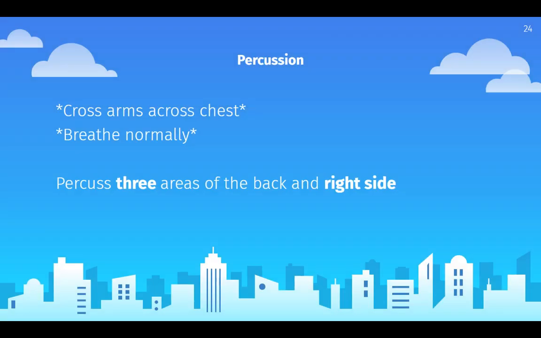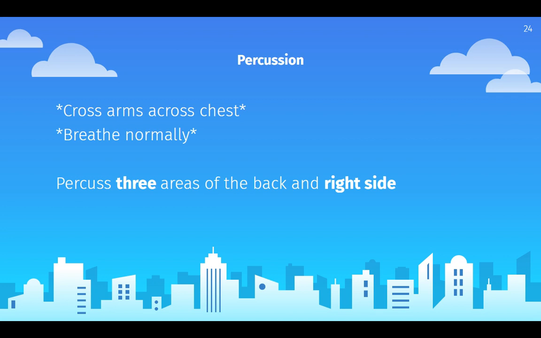Percussion, so don't forget to ask them to cross their arms across their chest. And a lot of people will say, can you take deep breaths in and out through your mouth? And because the patient does that, they take a really long time to breathe, and then you have no time to get through every single lung field doing the percussion and the auscultation and the vocal resonance. It just takes forever. So just ask them to breathe normally in and out through their mouth, and that's sufficient to be able to hear anything.